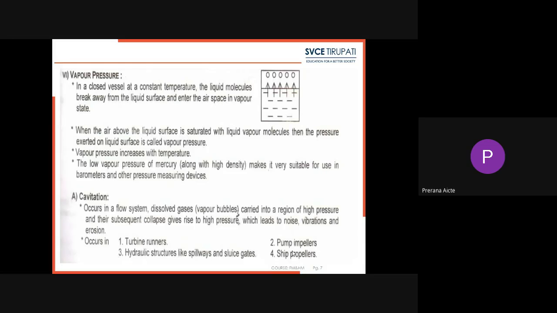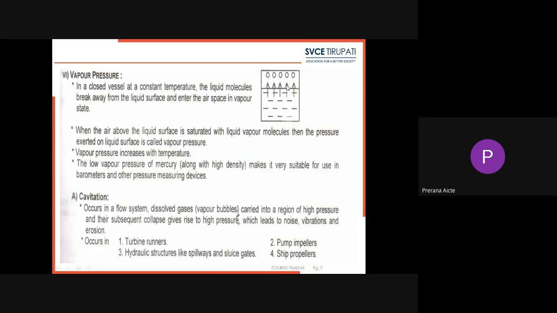Another property of the fluid is vapor pressure. Suppose we take a closed vessel at a constant temperature, then the liquid molecules will break away from the liquid surface and enter the air space in a vapor state. So if we take some amount of water in a vessel, and if we increase the temperature, then the water molecules at the surface will break away from the liquid surface and enter into the air space in a vapor state. When the air above the liquid surface is saturated with liquid vapor molecules, then the pressure exerted on the liquid surface is called the vapor pressure.